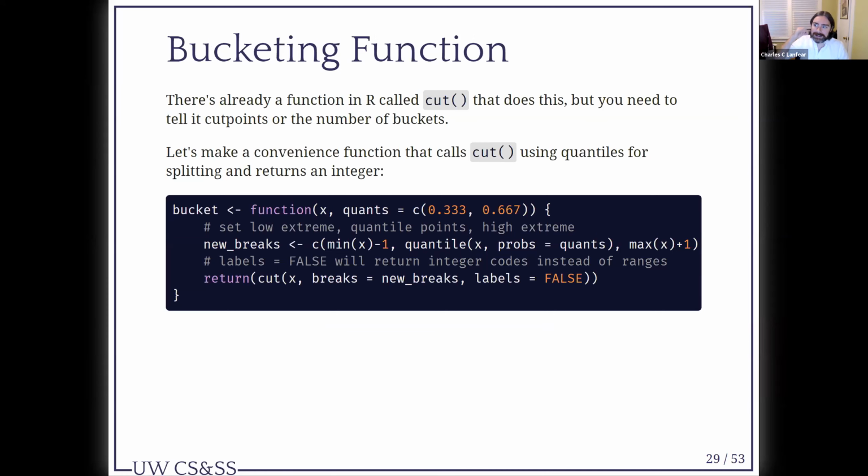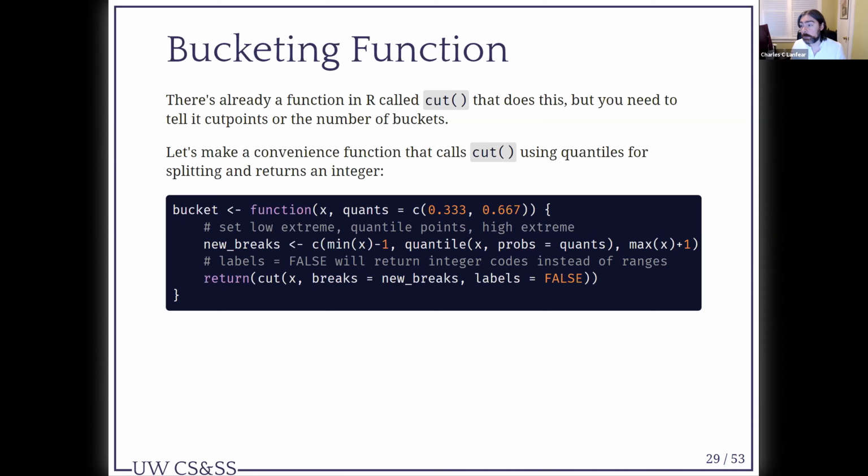So there's already a function in R that will break data up into buckets of things, that is, categorize it. The problem with this cut function is you got to tell it where you want to cut the data up, or you got to tell it how many buckets you want to break it up into. What I want to do here is make what I call a convenience function. This convenience function will default to cutting up in a particular way, or allow me to give it quantiles instead and split it up into some sort of buckets.